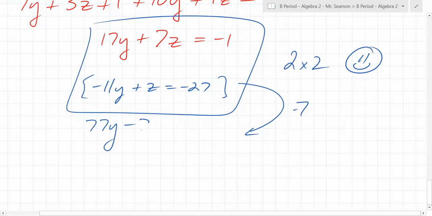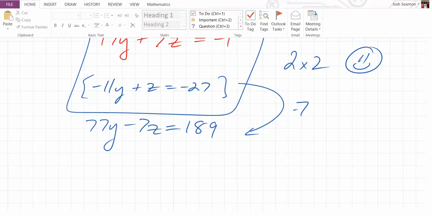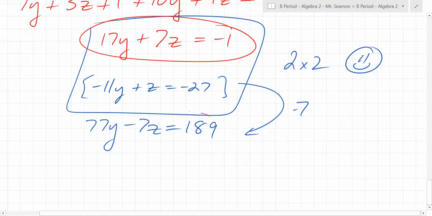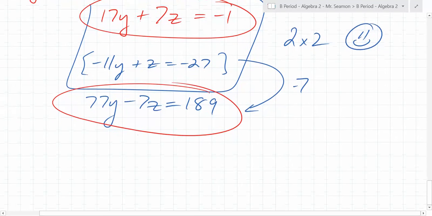77y minus 7z equals, well, what's 7 times 20? 140. What's 7 times 7? 49. What's 49 plus 140? So it's going to be 189 right here. And which two equations are we adding together now? We're adding together this one and that one.